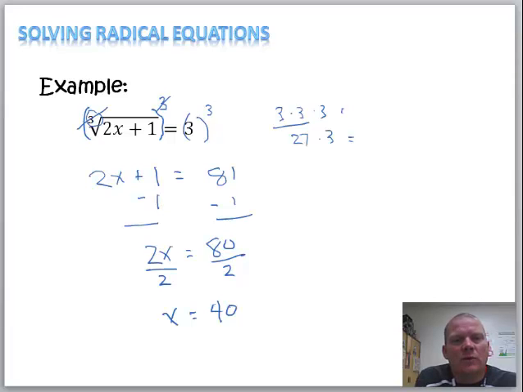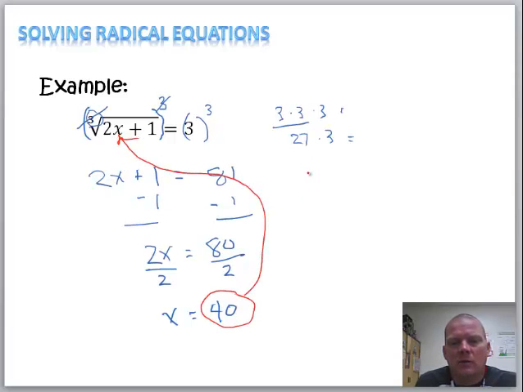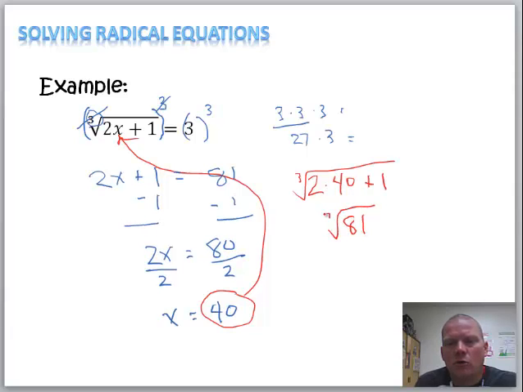One thing I didn't do on the last example was check it. I can take this answer and plug it in for the x and check it. So I'd say 2 times 40 plus 1, and I have to take the cube root of that. So 2 times 40 is 80, plus 1 is 81. So the cube root of 81, and that's supposed to equal 3. If I do the cube root of 81 on my calculator, I will get 3. 3 times 3 times 3, we found earlier, is 81. So this is correct, so it worked. All right, let's look at example number 3.